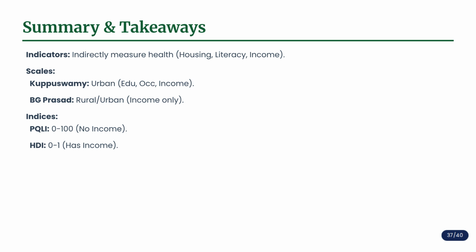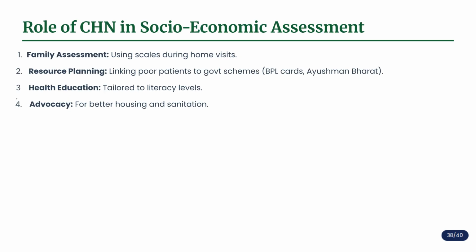In summary, socioeconomic indicators indirectly measure health. Kuppuswamy and B.G. Prasad are key SES scales. PQLI and HDI are essential quality of life indices. The community health nurse's role involves using scales for family assessment, resource planning for poor patients, tailoring health education to literacy levels, and advocating for better housing and sanitation.